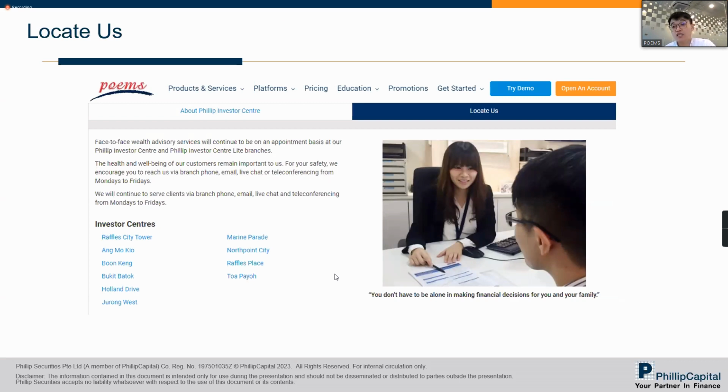Also, you can walk into one of our branches. We do have branches in Raffles City Tower, Ang Mo Kio, Boon Keng, Bukit Batok, Holland Drive, Jurong West, Marine Parade, North Point City, Raffles and Toa Payoh. At any of the branches, you can open a CFD account with us. It's very easy.